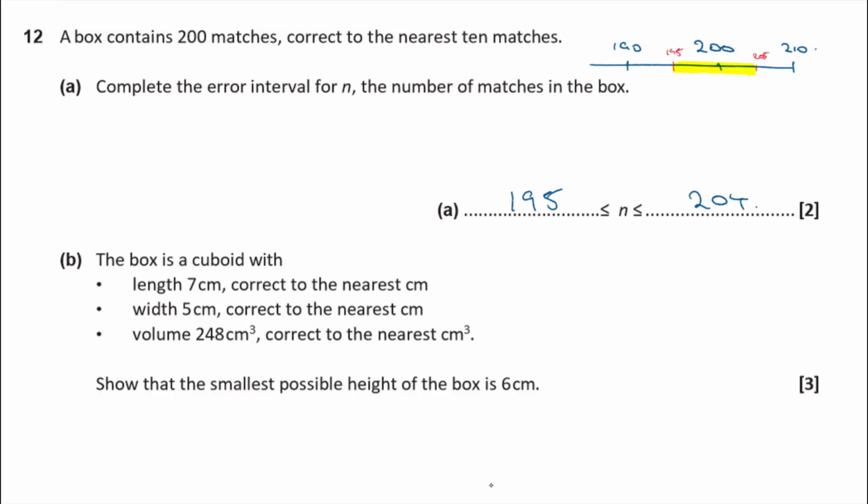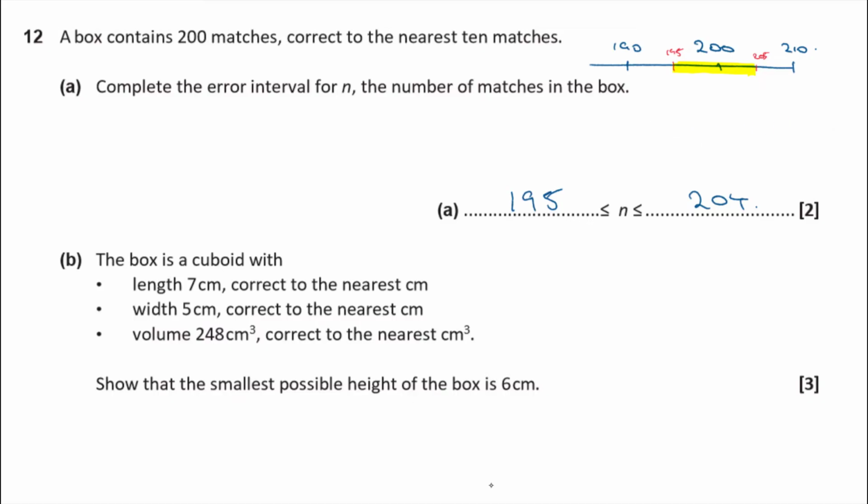Now, if this wasn't number of matches, if it was a continuous problem, then the range would be 195 is less than or equal to n, which is less than 205. You just use the upper bound, but it isn't. It's discrete data, so that's what makes the difference. We don't use 205 here.